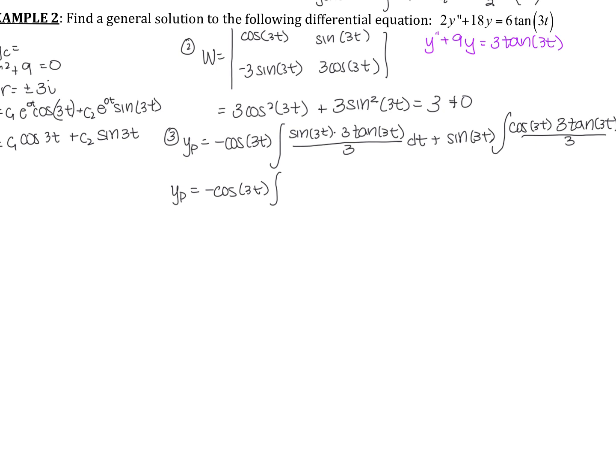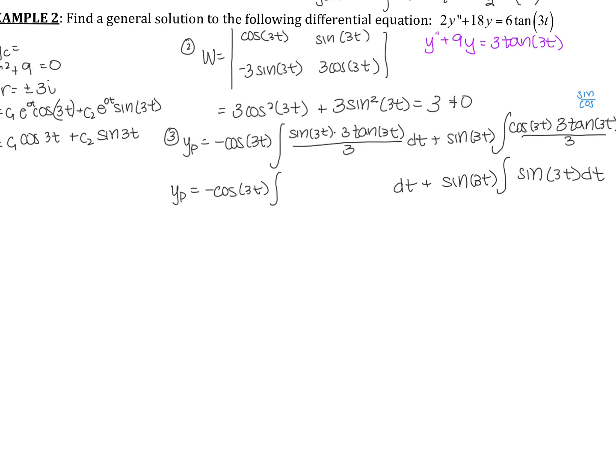I'm not going to clean it up too much, so we're just going to leave that one. Plus sine of 3t times the integral here. If we rewrite tangent as the sine over the cosine, then when I multiply this, the cosine of 3t is going to cancel out. So really I'm just left with 3 over 3. That cancels out as well. So this result is really just the integral of the sine of 3t. A much prettier integration piece right there. I mean, yes, I've got a chain rule in there, but we can deal with that.